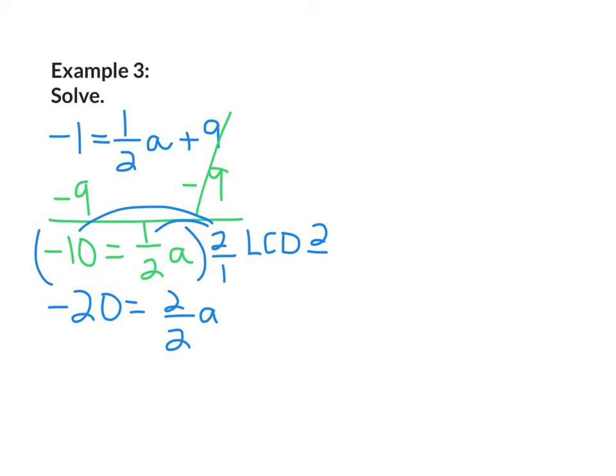So now I'm going to go ahead and divide. I'm bringing down -20. And then 2 divided by 2 cancels out. And then I just bring down my a. So a = -20.